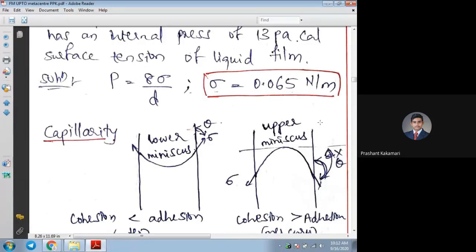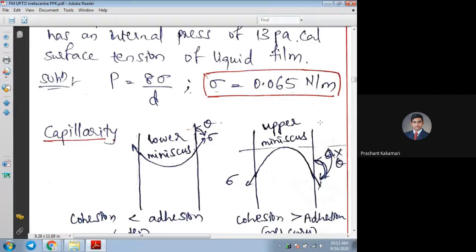So as in the sketch you can see, I have shown the meniscus. Meniscus means the level of the liquid, the level at which we are taking it, that level we are calling it as meniscus. If it is making a concave type of shape with more adhesive forces, or more molecules of the liquid are attached to the different material on the pipe surface, then that type of meniscus we are calling it as lower meniscus, because it is preparing a concave shape.